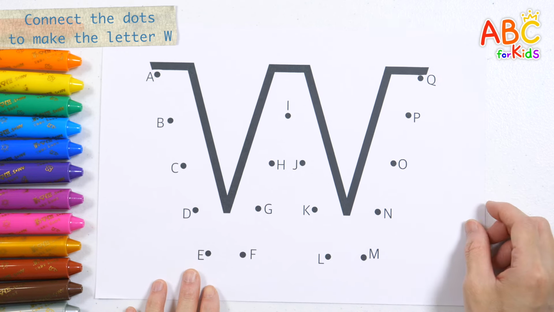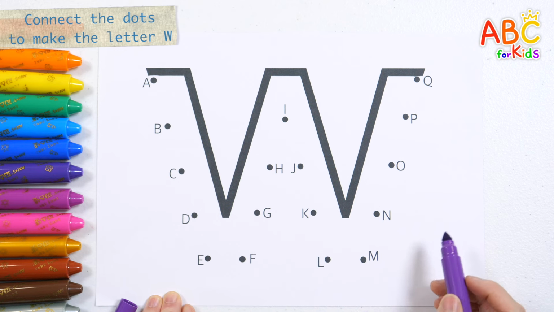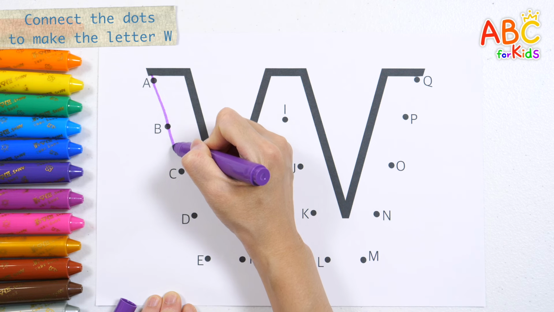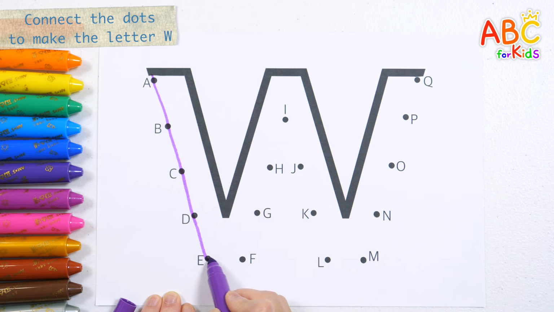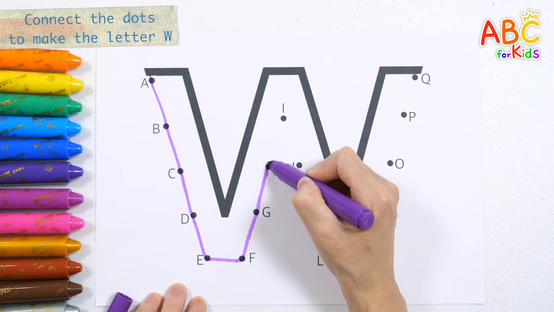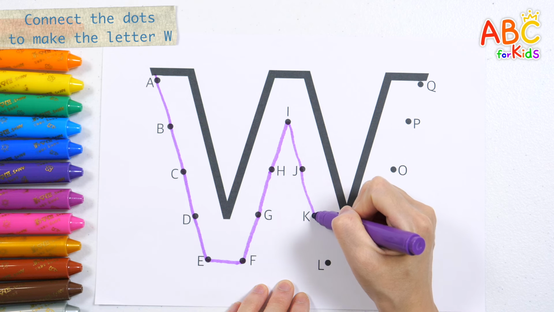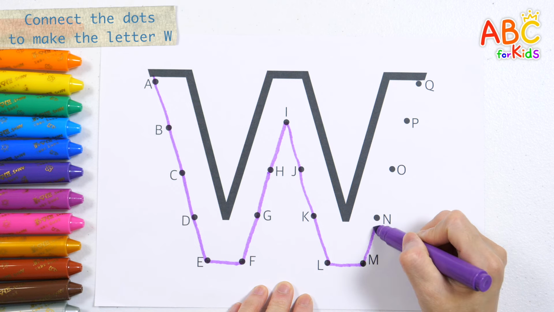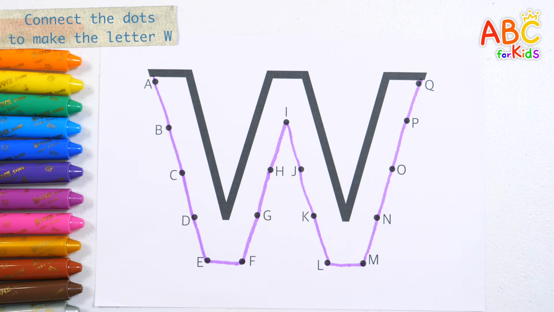Let's learn the shapes of the letters by connecting the dots in alphabetical order. A, B, C, D, E, F, G, H, I, J, K, L, M, N, O, P. Q. It's the letter W.